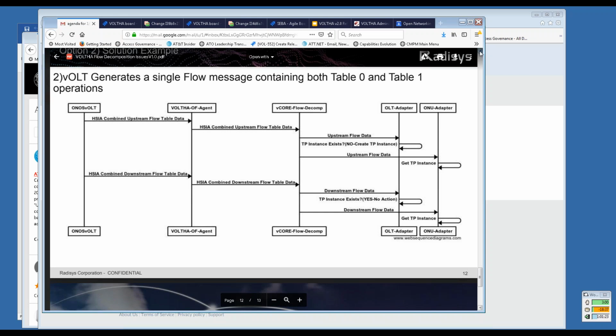Same for the downstream data. In this case, it's a single message, and the flow decomposer again forwards the downstream flow data to the OLT adapter and ONU adapter, and basically they both get to use the TP instance in that case, because all the information is available in the message.